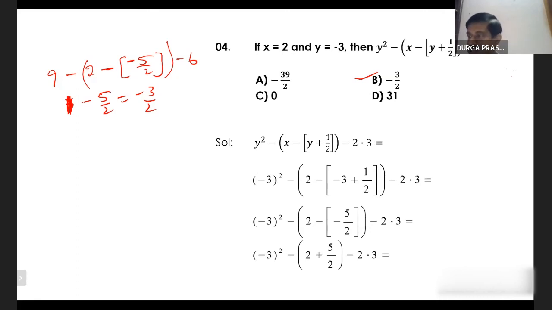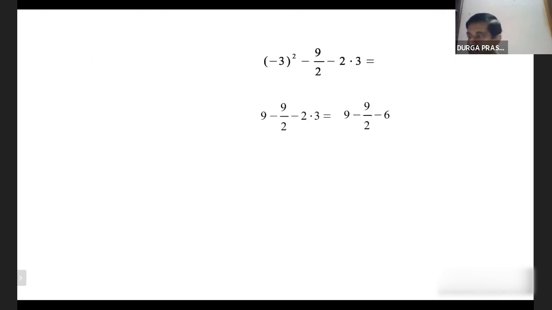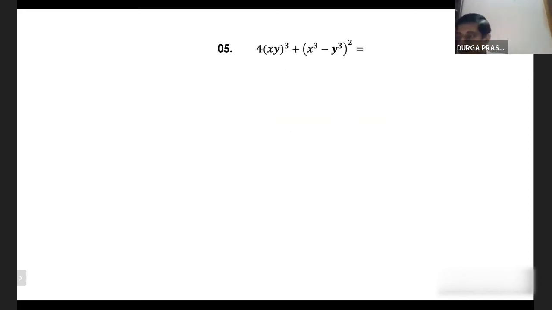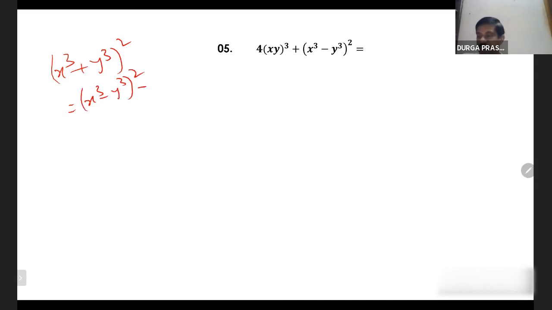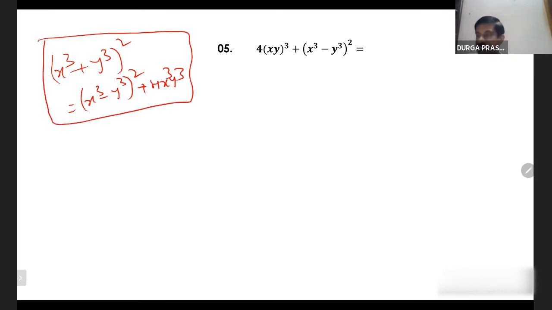All right, children, let us go to the next question. So now look at this. 4x cubed y cubed, or otherwise it is like this. A minus b whole square plus 4ab is a plus b whole square. It becomes x cubed plus y cubed whole square. So this is nothing but x cubed minus y cubed whole square plus 4ab. So this is the thing. So which option is there? Let us check. What are the options? Let us look at the options.